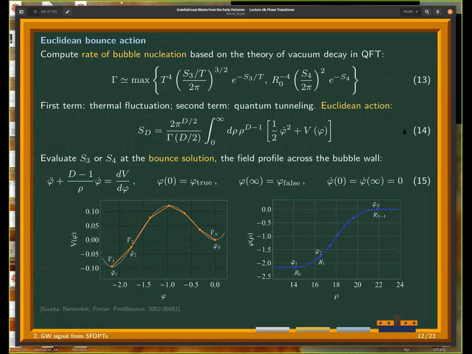That's a very good question. According to my knowledge, I think none of these codes is publicly available. There are many codes to calculate the bounce action. FindBounce is, for instance, a tool. I have used this myself. You can import this into Mathematica. But I think these lattice simulations that actually put out the gravitational wave spectrum are in the hands of the people who do these simulations. I think they have not released the code.